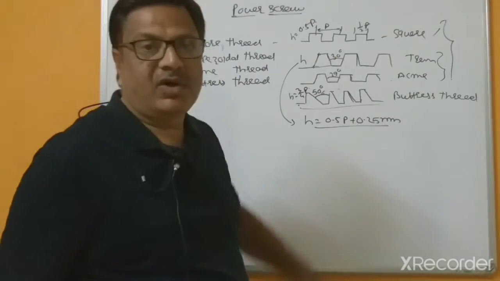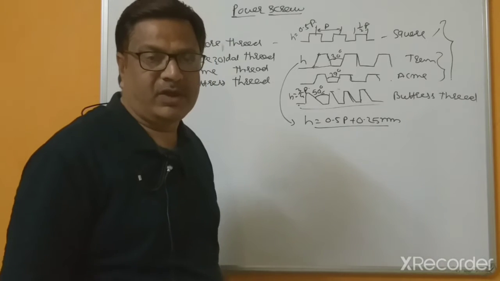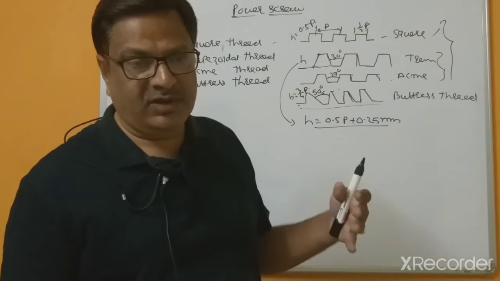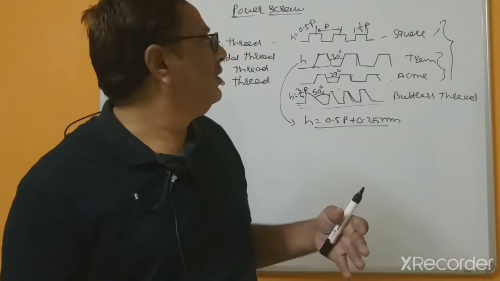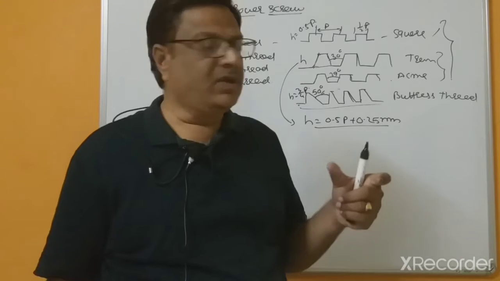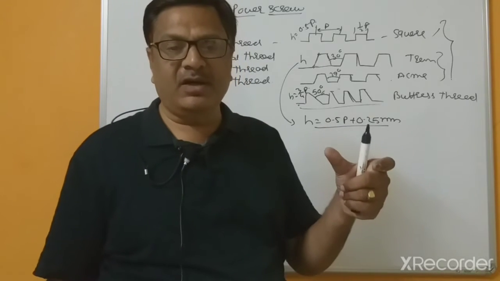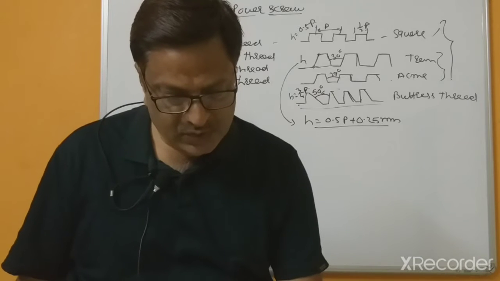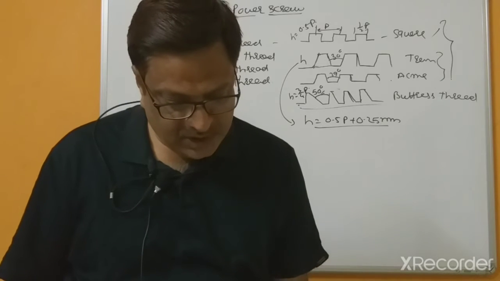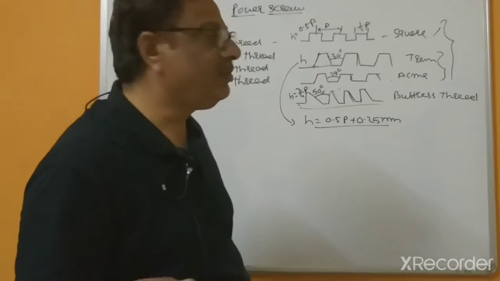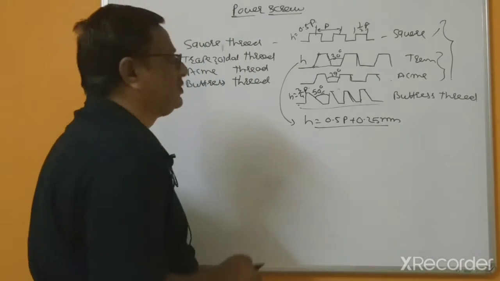The material for the power screw may be steel with bronze, or steel with cast iron, because the bolt is manufactured from steel, and the nut may be cast iron or bronze. These are some of the materials that we can use for the manufacturing of power screws.